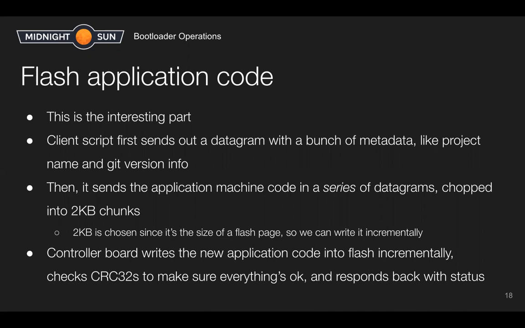That's the compiled code for whatever project we're flashing, in a series of datagrams chopped into 2 kilobyte chunks. The reason this was chosen is that, first of all, we can't send all of it at once in one datagram because we've only got 16 kilobytes of memory on the controller board. So we chopped the machine code into 2 kilobyte chunks. 2 kilobytes is the size of a Flash page, and you can read about how Flash works if you want to know the exact details. But it means that we can write it incrementally.